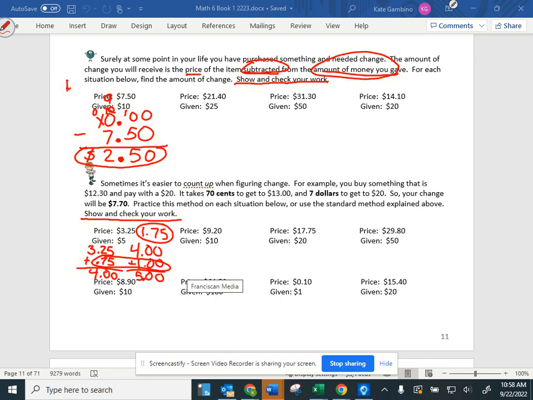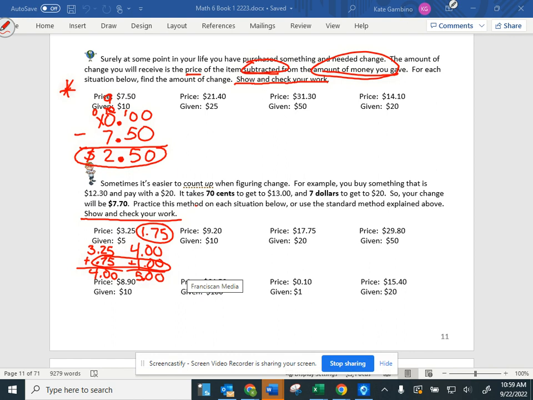But if you're like me and you say, yeah, I know this way, I know subtracting, I'm going to take my given and I'm going to subtract the price, I got it, then do that. This one says either way. So you could practice this method or use the standard method. So if you know the standard method, then just keep doing that. Okay? Keep it simple for yourself. If you don't understand that counting up, don't do it. But if it makes sense to you, then do that.